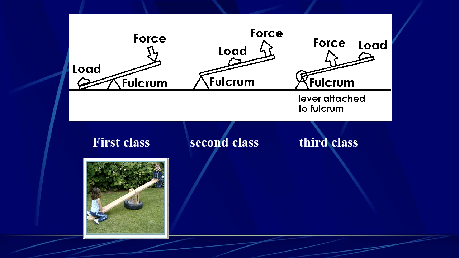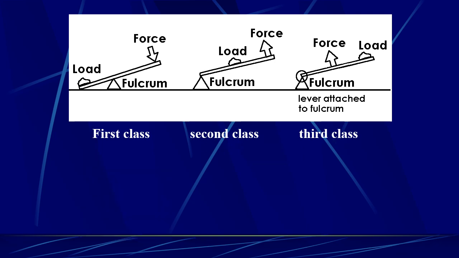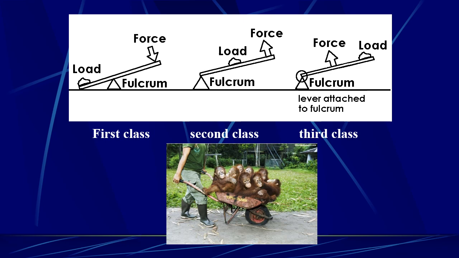Okay, so here's your example for your first class. And here is an example for a second class type of lever, right? So here you have, for example, this wheelbarrow type of thing. So you have the fixed point on this side, your load in the middle. I think those are cute monkeys. And you're applying the force on this side of the thing. Okay.